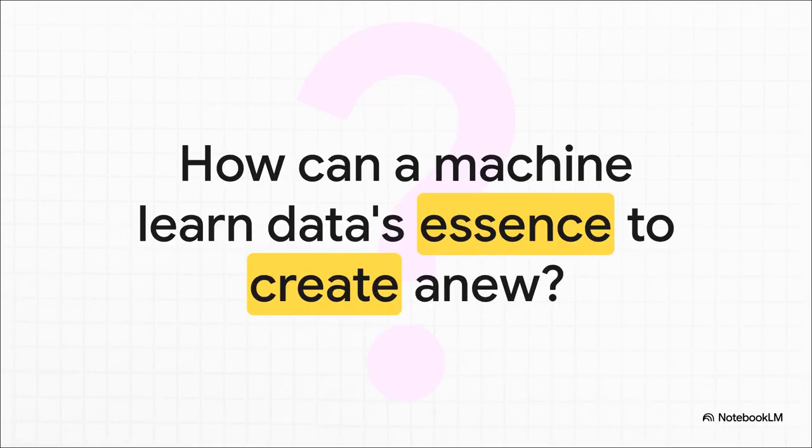Okay, so let's get right into it. What we're asking a machine to do here is to go way beyond simple memorization. We want it to learn a compressed, really meaningful representation of data. And then, this is the cool part, use that understanding to generate completely new examples. And the tool that gets us there is a fascinating type of neural network called an autoencoder.